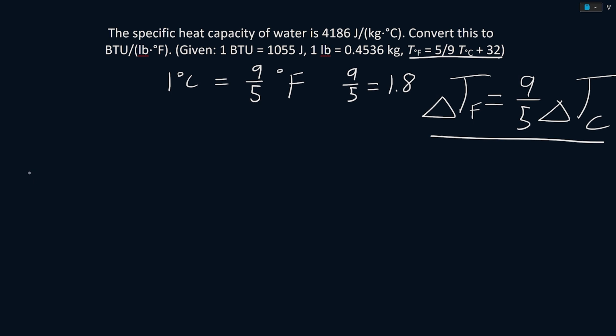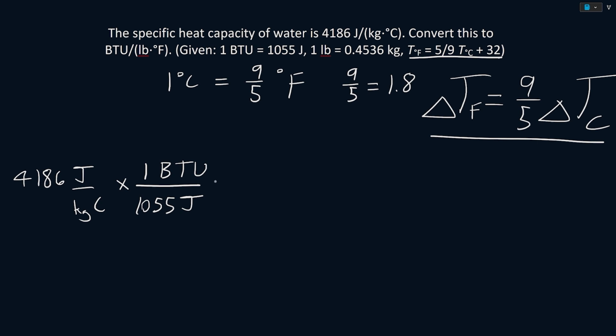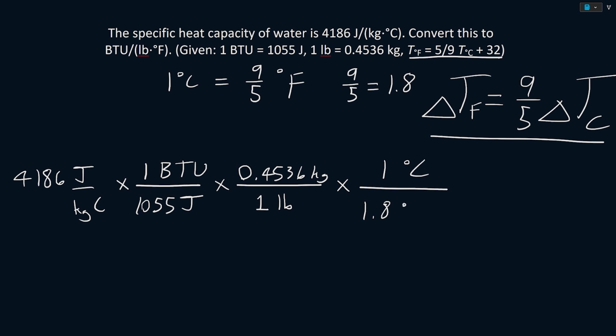The specific heat capacity of water is 4,186 joules per kilogram Celsius. First, we will convert the joules to BTU by multiplying by our conversion of 1 BTU is equal to 1,055 joules. Next, we will convert the kilograms to pounds by multiplying by 0.4536 kilograms per 1 pound. And now we can convert Celsius to Fahrenheit by using 1 degree Celsius is equal to 1.8 degrees Fahrenheit.